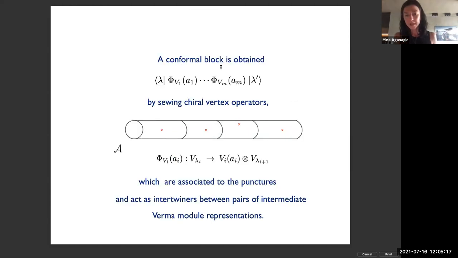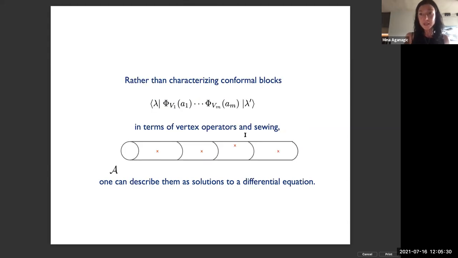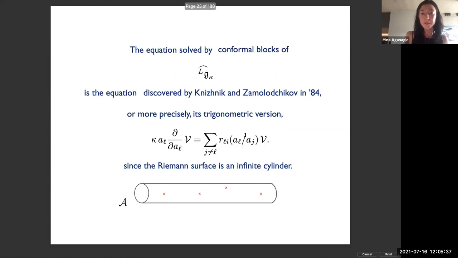So a conformal block is, per definition, obtained by sewing chiral vertex operators which are associated to punctures and which act as intertwiners of intermediate Verma module representations. Rather than thinking about them this way, we'll think about them as solutions of a differential equation. This equation is the equation discovered by Knizhnik and Zamolodchikov in 84. More precisely, it is a trigonometric version because we're taking the Riemann surface to be an infinite cylinder as opposed to a plane.